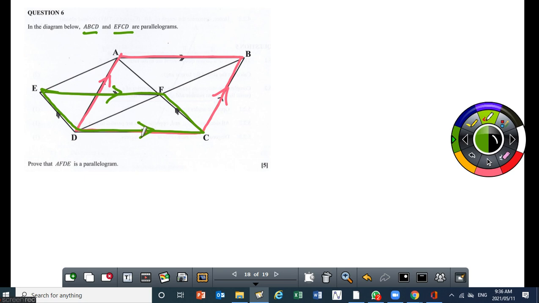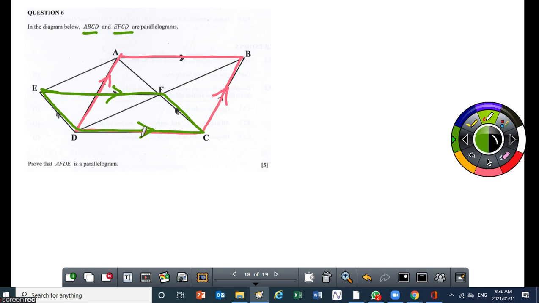So number 1, if we can prove that the diagonals of AFDE bisect each other, we can conclude that therefore the quad is a parallelogram.